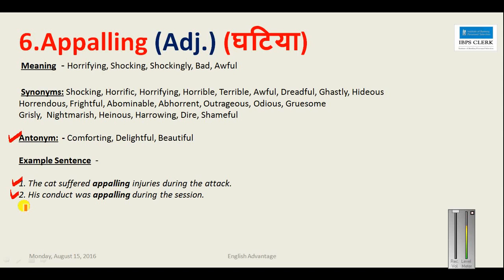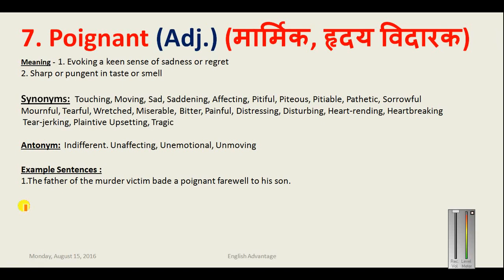Very, very important word. Now these words, let me tell you, are important not only for the vocabulary part but also for the cloze test part and reading comprehension part. Please bear in mind that I am taking a holistic approach for the students, and if you learn these words, it will be very, very easy for you to take care of the English part of any competition. Appalling. Now the next word is poignant.